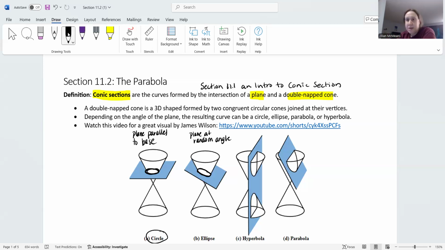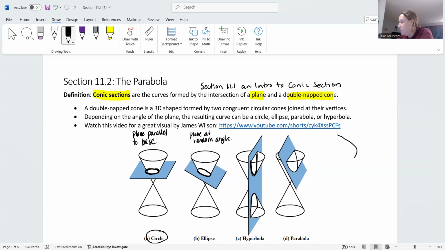Now, if the plane that is intersecting the cone is perpendicular to the base, meaning it's going to intersect both cones, the top part and the bottom part, what you end up with is a hyperbola. Now, these two little curves right here look very parabolic in nature, but they're not exactly. They're parabolic-ish, but they're not a parabola at all. It's something totally different.